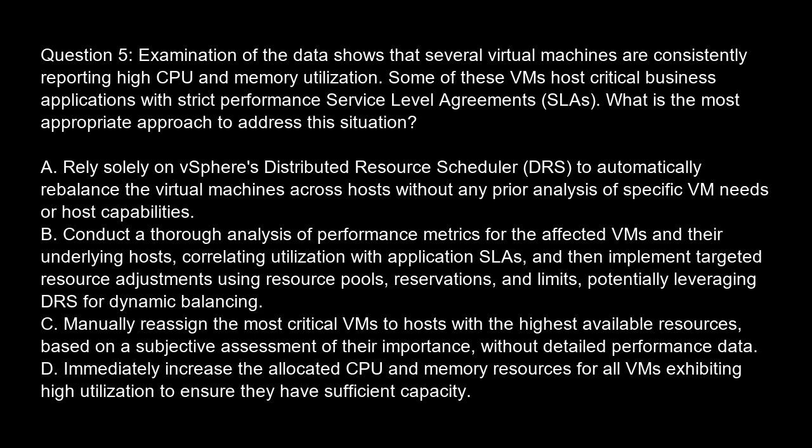Option B. Conduct a thorough analysis of performance metrics for the affected VMs and their underlying hosts, correlating utilization with application SLAs, and then implement targeted resource adjustments using resource pools, reservation, and limits, potentially leveraging DRS for dynamic balancing. Option C. Manually reassign the most critical VMs to hosts with the highest available resources based on a subjective assessment of their importance without detailed performance data. Option D. Immediately increase the allocated CPU and memory resources for all VMs exhibiting high utilization to ensure they have sufficient capacity.